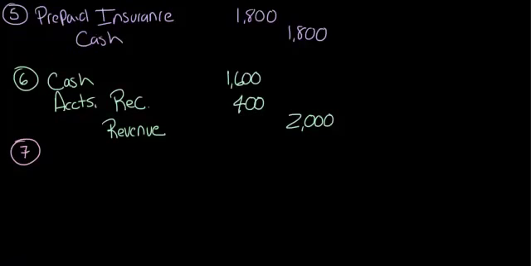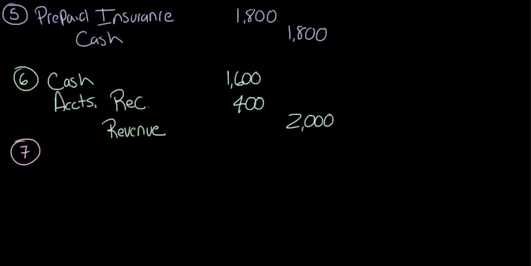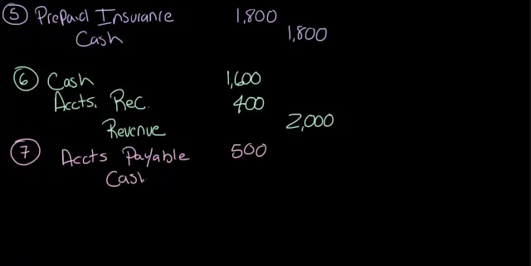All right. Number 7, on October 31st, BTab paid its bill for its office supplies in number 4 above. So let's look at number 4 above. With number 4, we had supplies inventory and the accounts payable. So in this case now, they're going to pay for those. So we're going to debit the accounts payable account for $500, and cash is the amount that went out. Now, the one thing you'll notice is that, well, let's skip that for right now. Number 8.